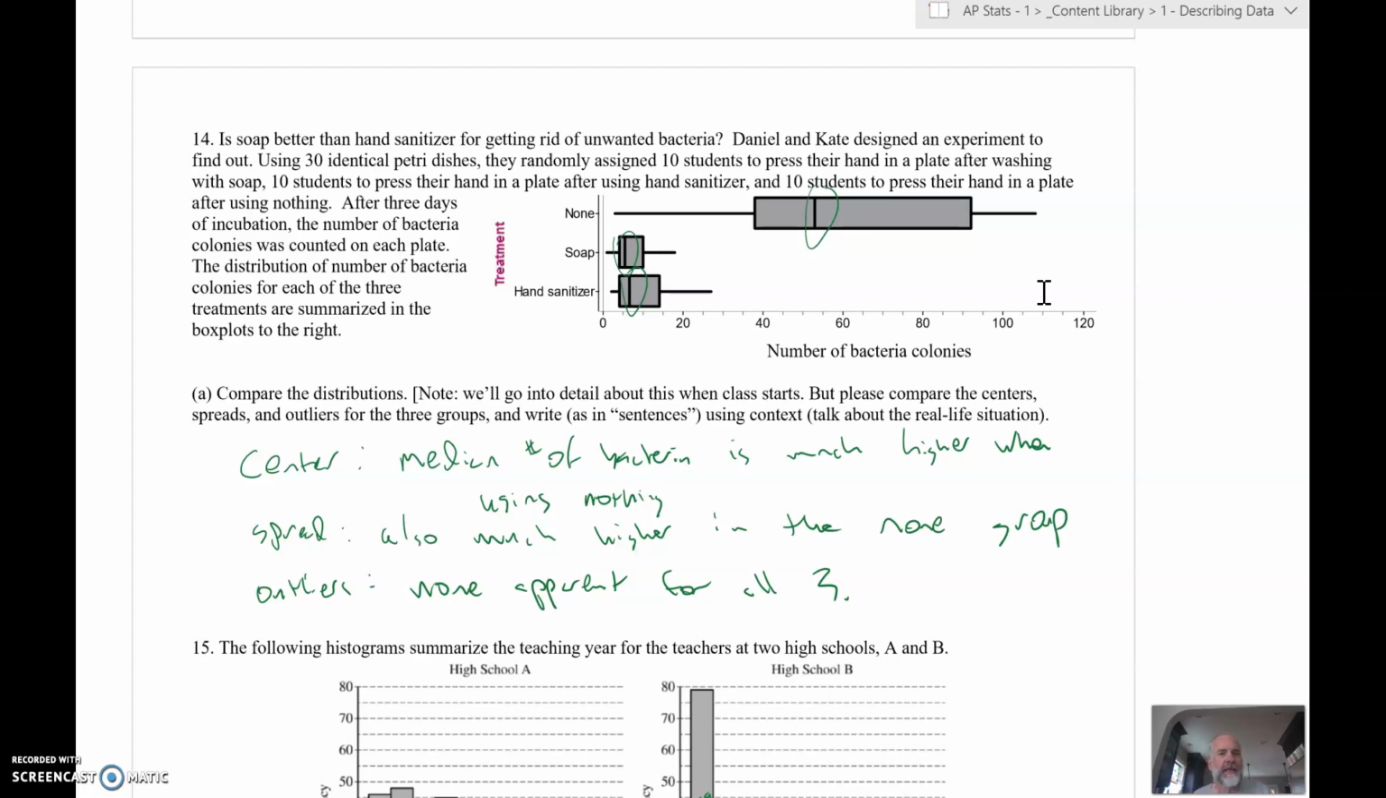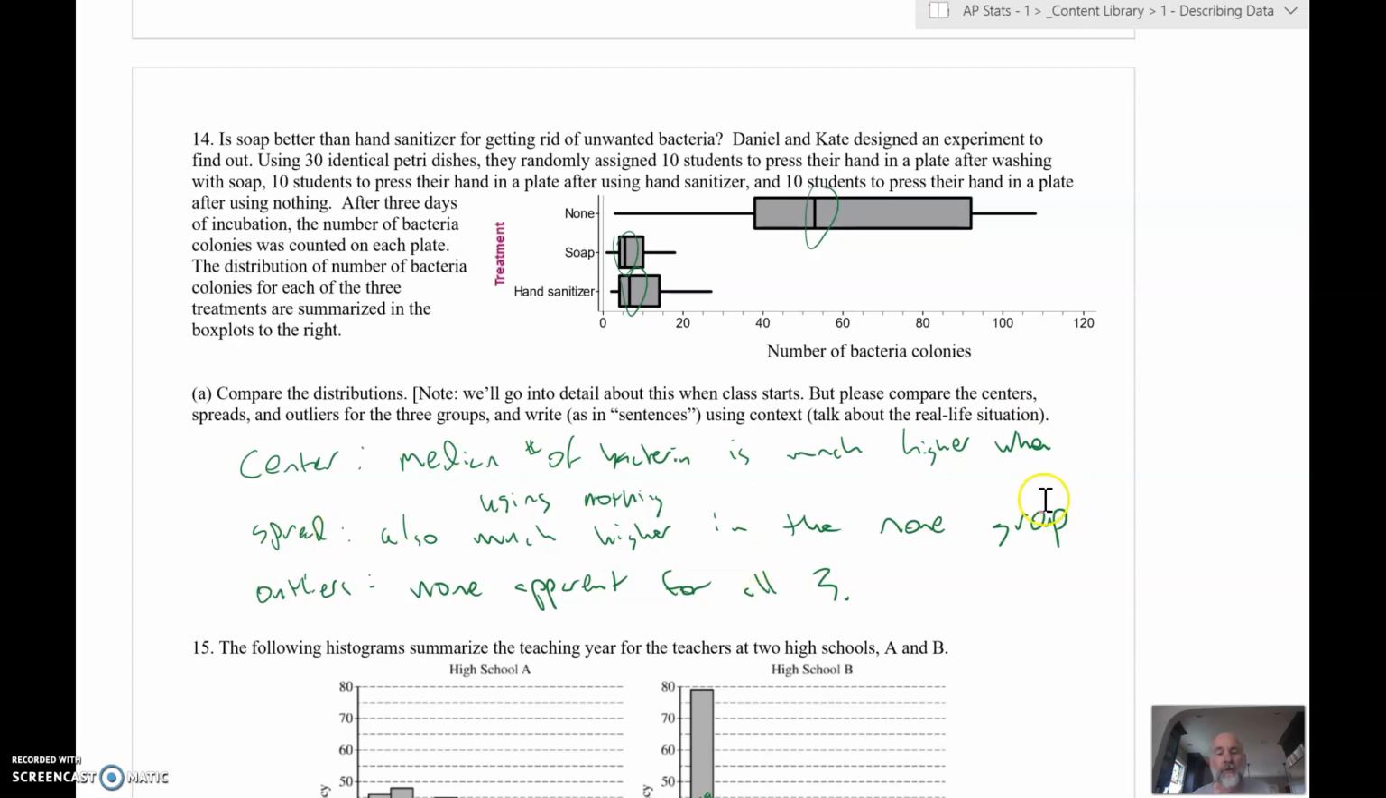Writing your answers with context is extremely important in this class. If you just said the median's higher for none, yeah, I'd probably mark you down for context on that. Give me the situation that we're talking about, the real life situation. Once you've done that once, you don't have to repeat it a bunch of times. So I was much shorter in this one.